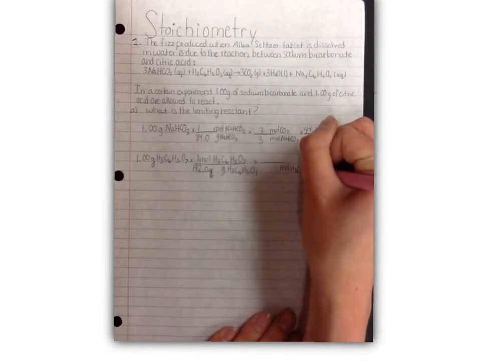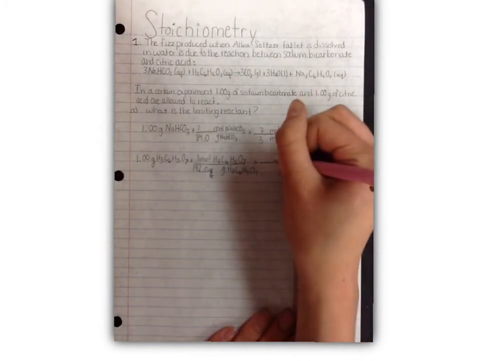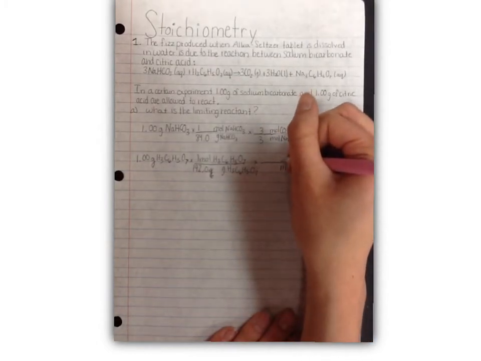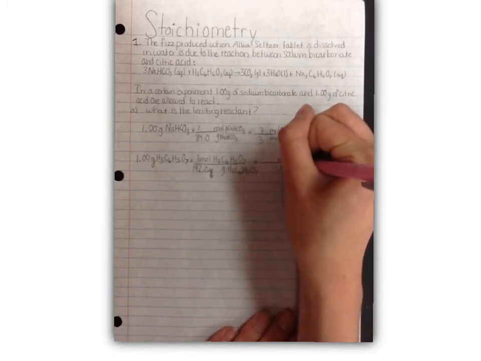Then you'll do the molar conversion, the mole-to-mole ratio of citric acid and CO2. And you'll again look at the balanced equation that it gives you, so that you'll get a 3-to-1 molar ratio.